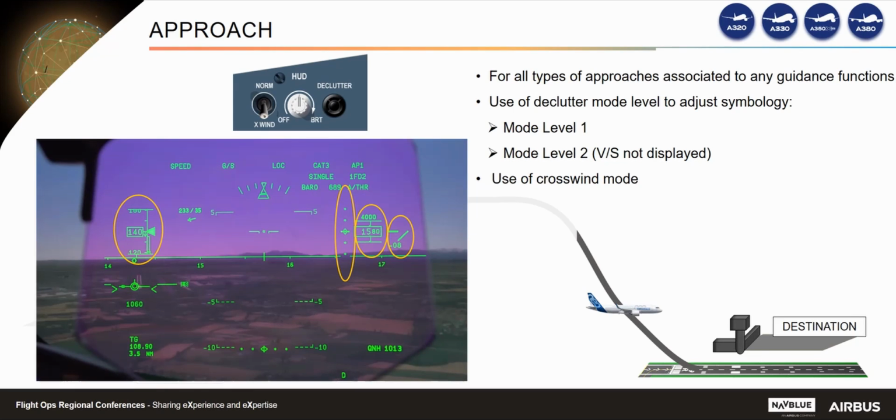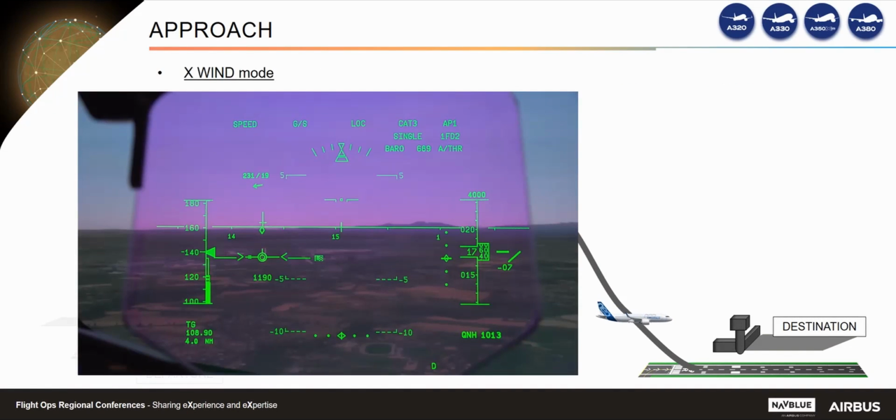The crosswind mode is to be used at flight crew discretion. We do not provide any crosswind value at which it has to be set. Let's now see an example of the use of the crosswind mode.